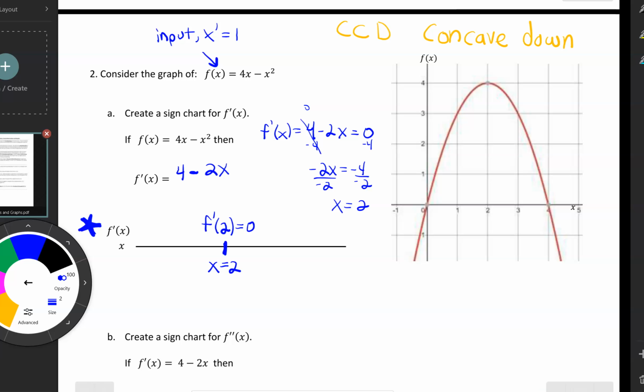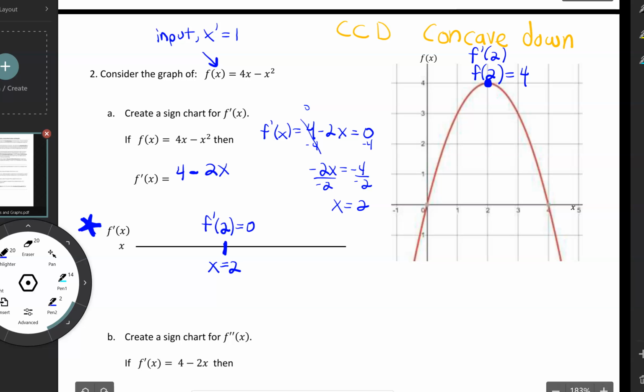And can I confirm that on my graph, since I'm lucky enough to have the graph given to me? Locate x equals 2 on the number line, go up to the ordered pair, and see, does the derivative really equal 0 there? So here's x equals 2 on my number line. I go up. Here's the point on my graph. If I put 2 into the function, it has a height of 4. But if I put 2 into the derivative, it has a horizontal tangent line. So see how the derivative would be 0 there? Just like my partition number told me.